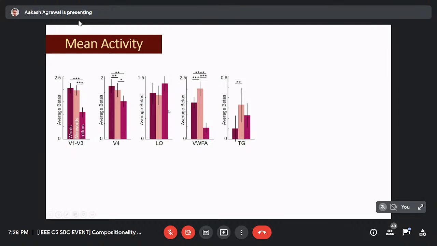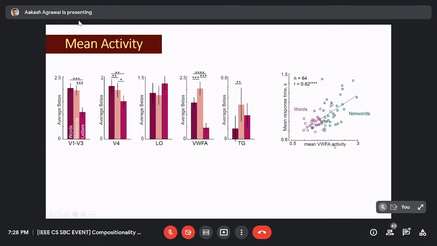In the word form area, initially you can say it's a word selective region, but it's responding higher to non-words. Why is that the case? It was a bit puzzling, but in the literature, although they say it's a word selective area, it does respond to other object categories, although it responds higher to words. Its activity is also modulated by a lot of other factors, and I won't be discussing that now. But now we wanted to understand which region gives rise to the response time. We found that the mean word form area activity was the one which highly correlated with the mean response time.